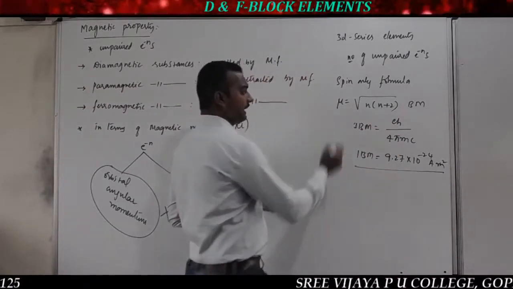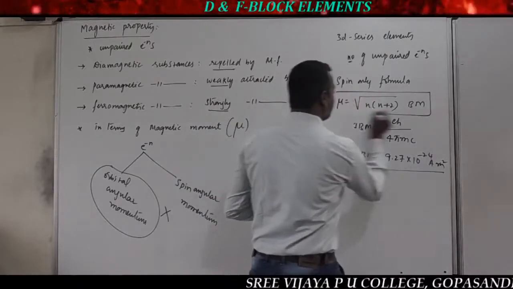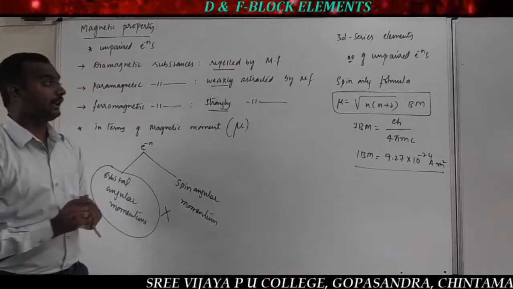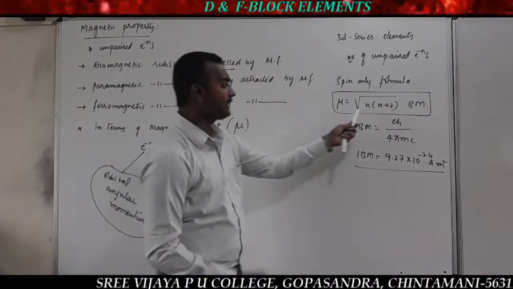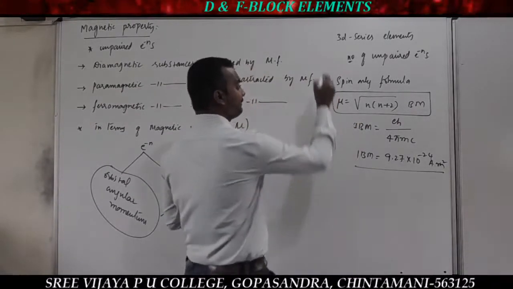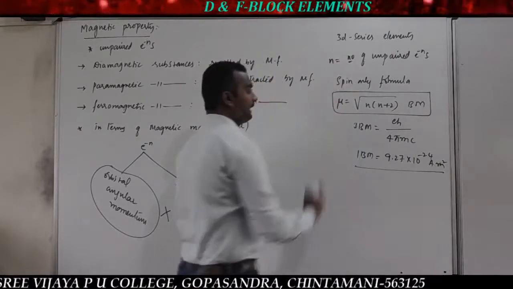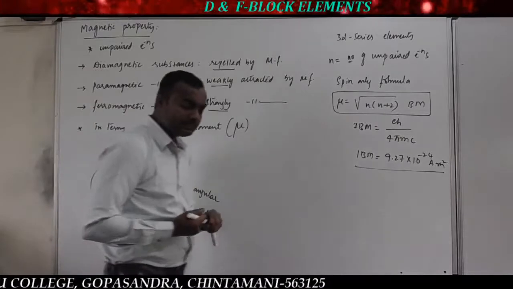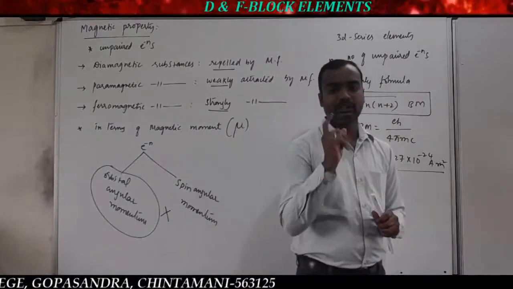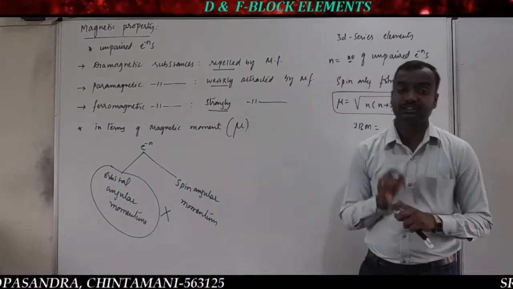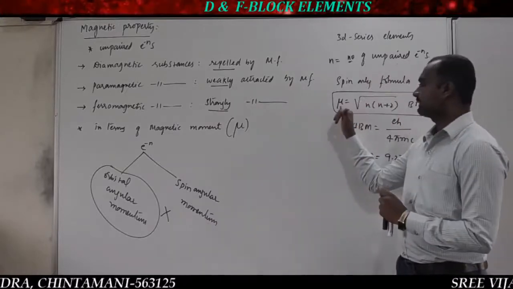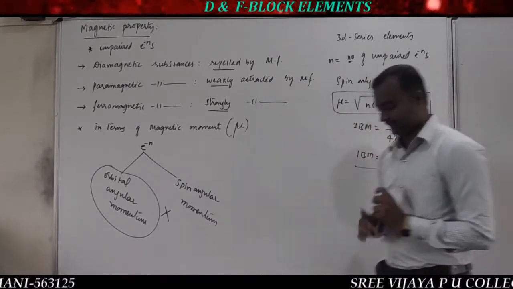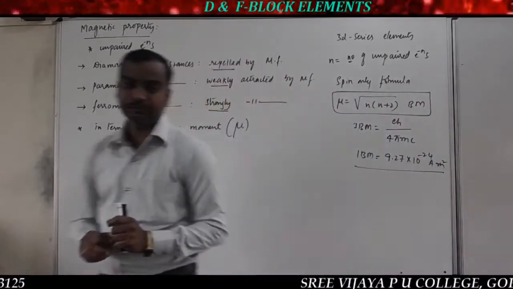And now for theory and also for the competitive exams, this is a very, very important formula to calculate the magnetic moment of 3D series elements. What is n? n is nothing but the number of unpaired electrons. So now we will learn to write the configuration. Why should we learn electronic configuration? Because to calculate the magnetic moment, first we have to identify the value of n. n is nothing but the number of unpaired electrons.